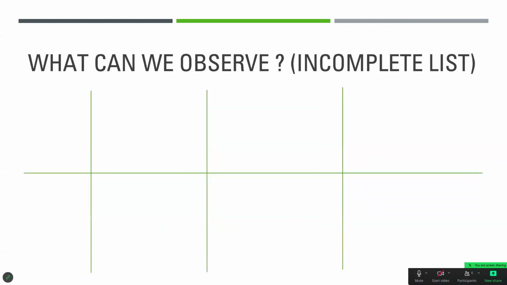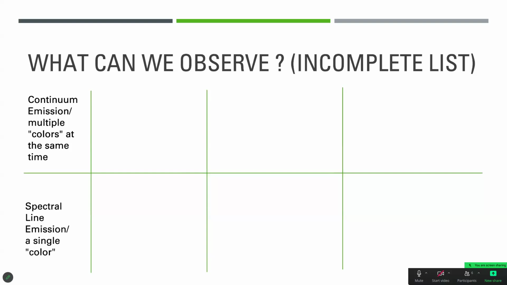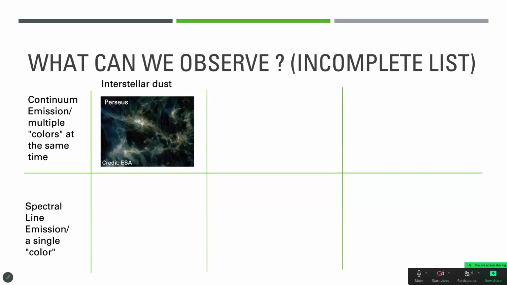And this is very much an incomplete list. I just put my favorites. We generally distinguish between continuum emission, which you can think of as observing multiple colors of radio light at the same time, and spectral line emission, which you can think of as a single color. What can we see in continuum? Well, one thing you could look at is interstellar dust. This tells you something about how stars form and the environments they form in.